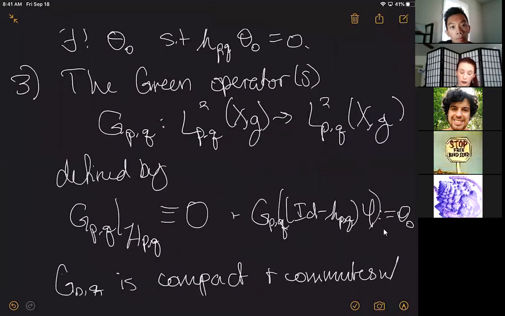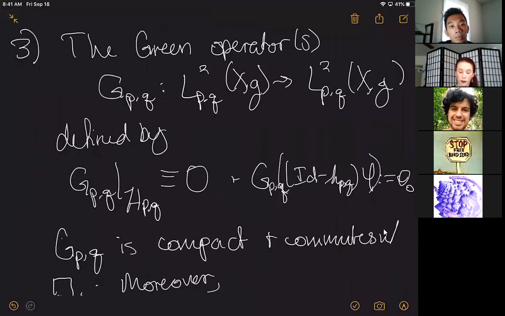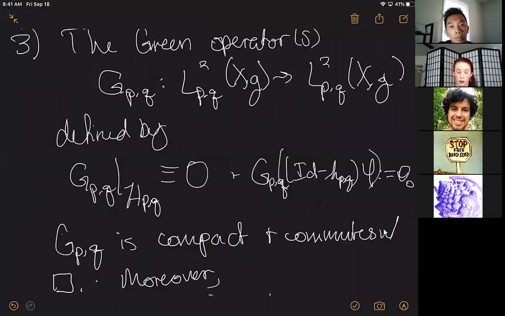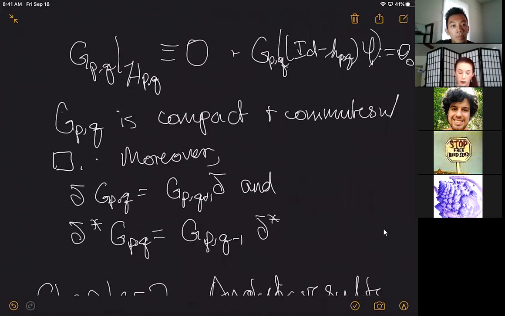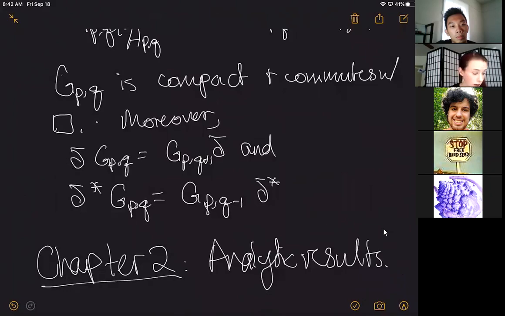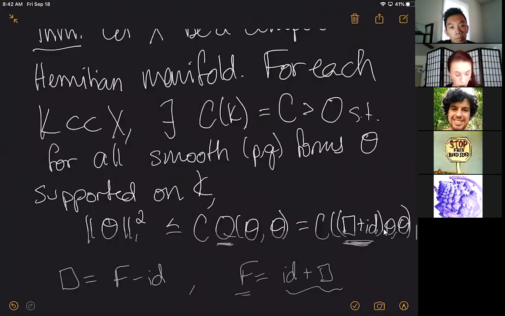And then the third part deals with our green operator. So here we state that it's defined by the identity that our restriction to the harmonic space is 0, and that when you compose the green operator with the identity minus our orthogonal projection and apply it to a data phi, you get theta sub 0 as we stated in part 2, and that this green operator is compact and commutes with box. And we have these other commutations.